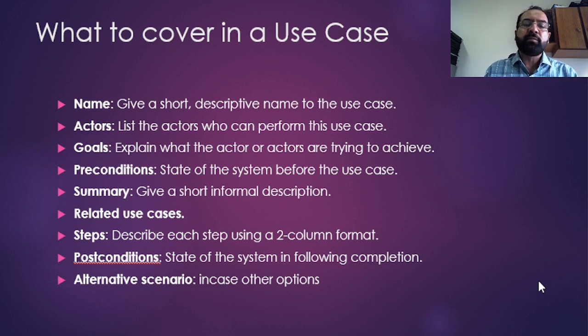These are some of the things we try to cover in a use case template description, which include the name of the use case, as you have seen, for example, the registration of a course; actors which are involved, so there might be a single actor or more than one actor; goals, which explain what the actor or actors are trying to achieve, what the target is, what the task is; and preconditions, the state of the system before the use case.